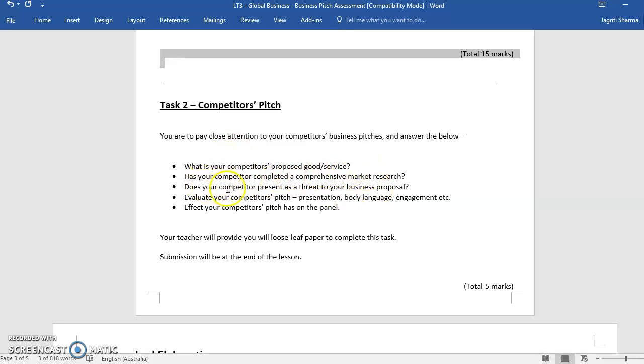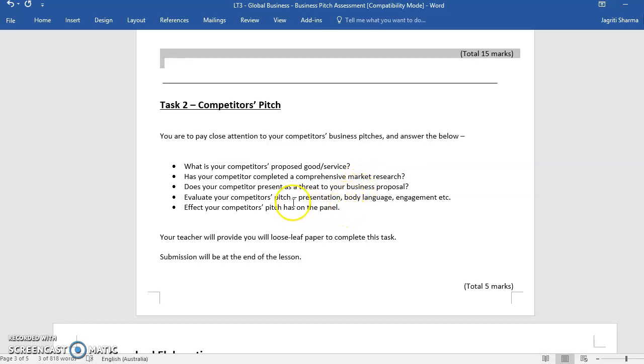Has your competitor completed comprehensive market research? Does your competitor present a threat to your business proposal? Evaluate your competitor's pitch, presentation, body language, engagement, etc., and the effect your competitor's pitch has on the panel. You might have another student doing the same kind of product. What do you think their goods or service is, what are they trying to sell?